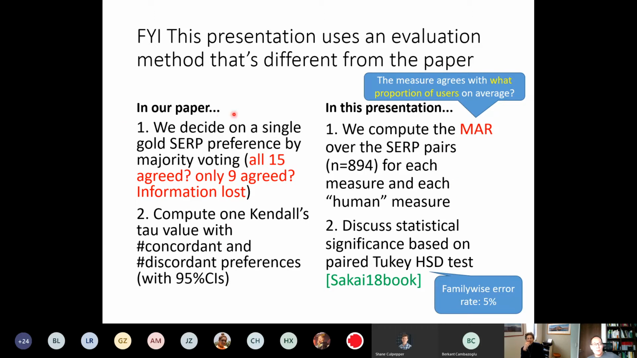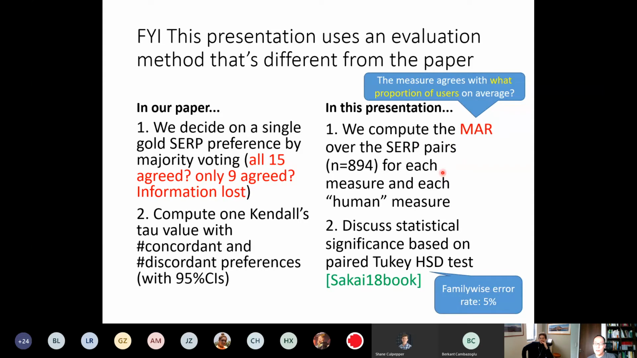So in the Sakai paper, and also the one from last year, what I did was, even though I had 15 assessors, I created a single gold preference by majority voting, and then computed Kendall's tau based on the number of concordant SERP pairs and number of discordant SERP pairs. Here I preserve the original votes and compute the mean agreement rate, meaning on average how many users agreed with this measure's decision regarding SERP pairs.